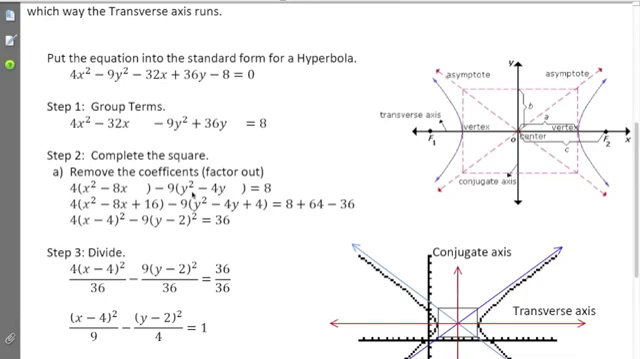Now I'm going to take b over 2 and square that value, so half of negative 8 is negative 4, squared is 16.